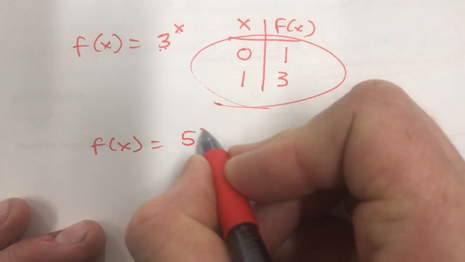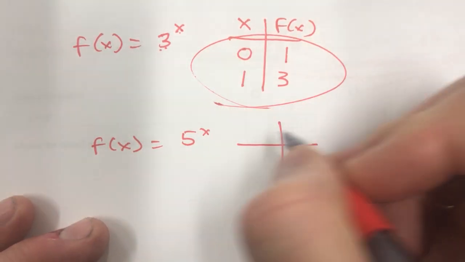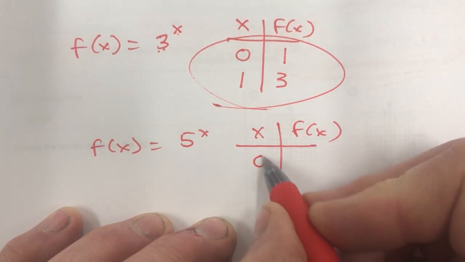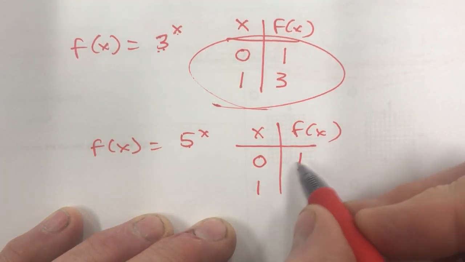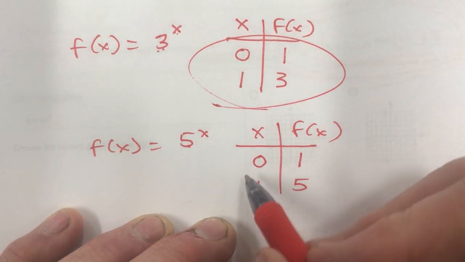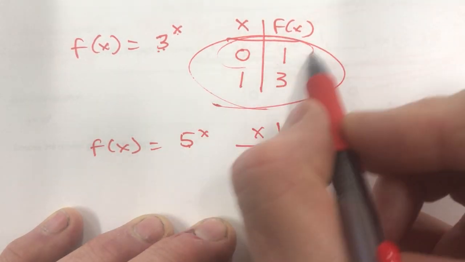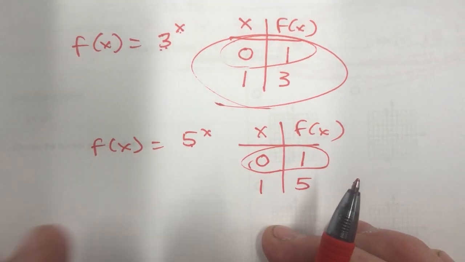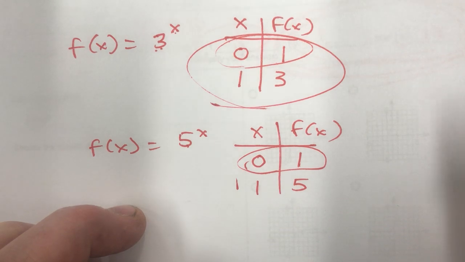Suppose this is 5 to the x. Guess what my 2 point values would be for x and f of x? Well, this is going to be 0 and 1. 5 to the 0 power is 1. 5 to the 1 power is 5. So you can see how this sets up. I'm always going to have 0, 1 as one of my points for this exponential equation every time. 0, 1 will always be a point.